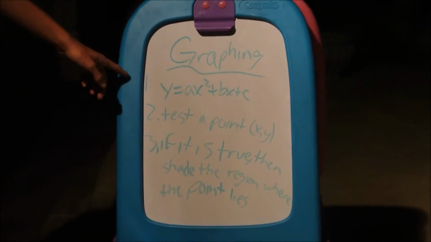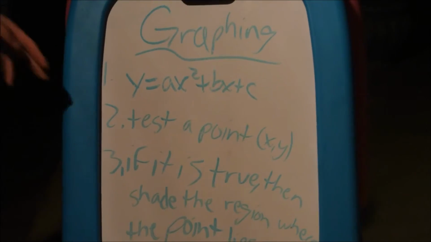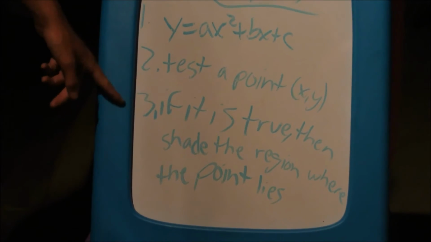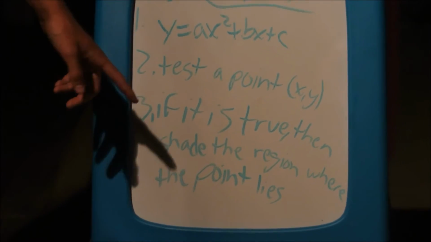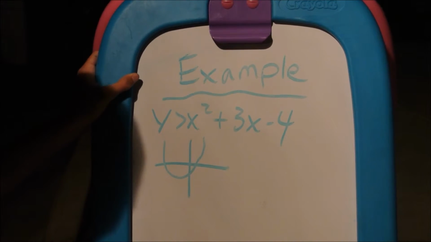Step 1, graph the parabola in the form y equals ax squared plus bx plus c. Step 2, test a point (x, y), plug it into the equation and see if it's true. Step 3, if it is true, then graph the region where the point lies. An example of graphing quadratic inequalities with 2 variables.